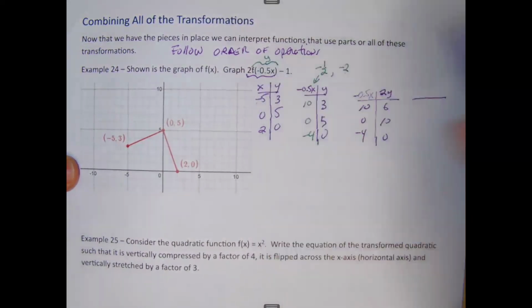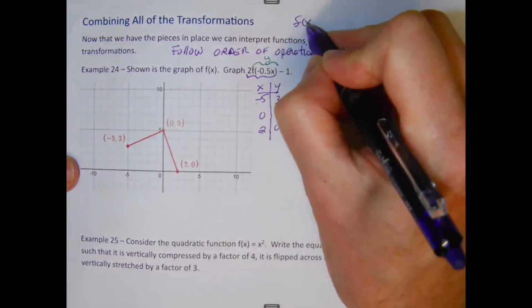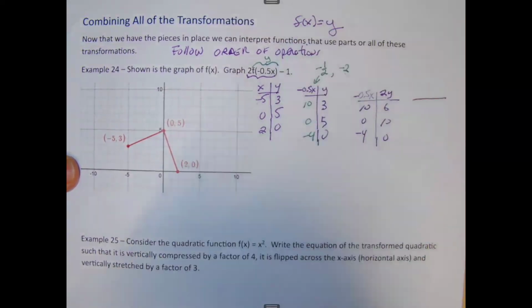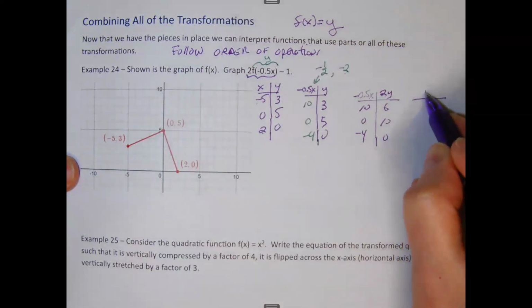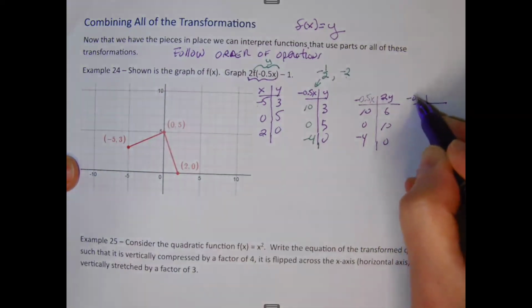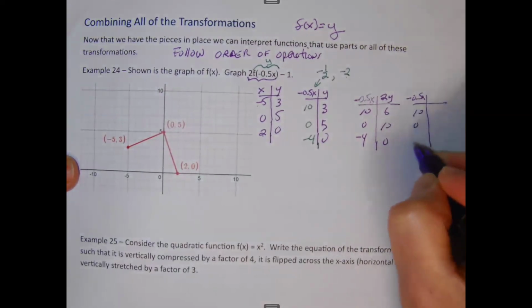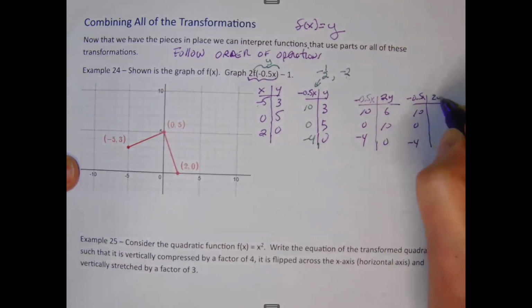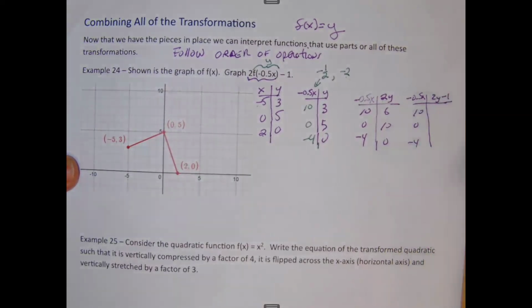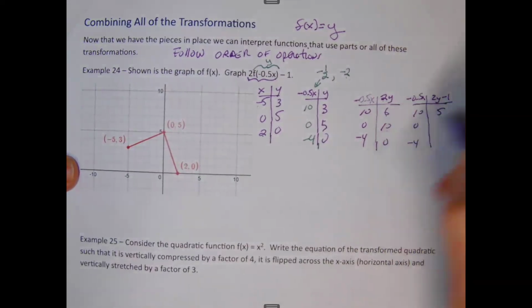Remember, when you write f of x, we always say it's equal to y. So this whole thing is the y component, and I am attacking the y component now, changing that. So this part remains the same, 10, 0, negative 4. Now apply the last transformation, which is subtracting 1. So 6 minus 1 is 5, 10 minus 1 is 9, and 0 minus 1 is negative 1.